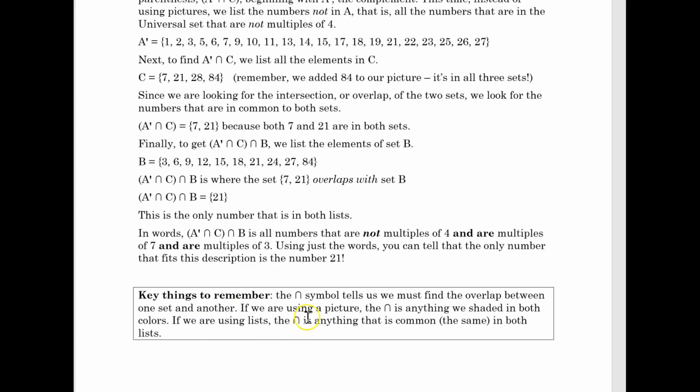Key things to remember. This symbol, the intersection symbol, tells us we have to find the overlap. It means and. So it's where both things are true. If we're shading, if we're coloring, it's where we colored both of them. If we're using the lists, it's anything that's in common or the same to both lists.